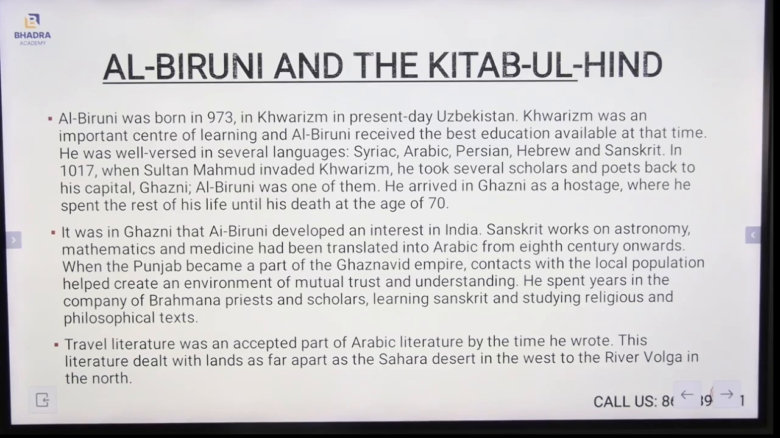You see, Al-Biruni was born in 973 in Khwarizm in the present-day Uzbekistan. Khwarizm was an important center of learning, and Al-Biruni received the best education available at that time. He was well versed in several languages: Syriac, Arabic, Persian, Hebrew, and Sanskrit.